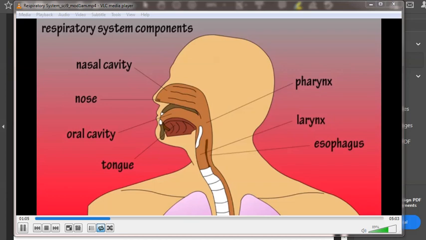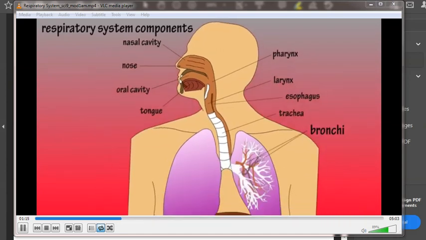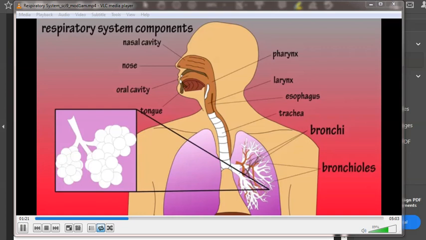Next we have the larynx, which is also called the voice box because the vocal cords are located here. The trachea, also called the windpipe, is here, and it connects to the bronchi, which merge into smaller tubes called bronchioles. And the bronchioles connect to tiny air sacs called alveoli. And then down here is the diaphragm. Now let's go through a very basic look at what happens during the breathing process.